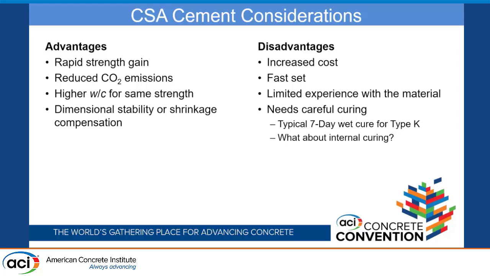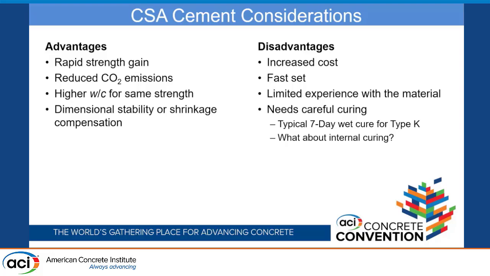And then we're able to get dimensional stability or shrinkage compensation, depending on which type we're using. So the BCSA cements have low shrinkage. The type K and expansive cement concretes actually expand and compensate for the shrinkage.